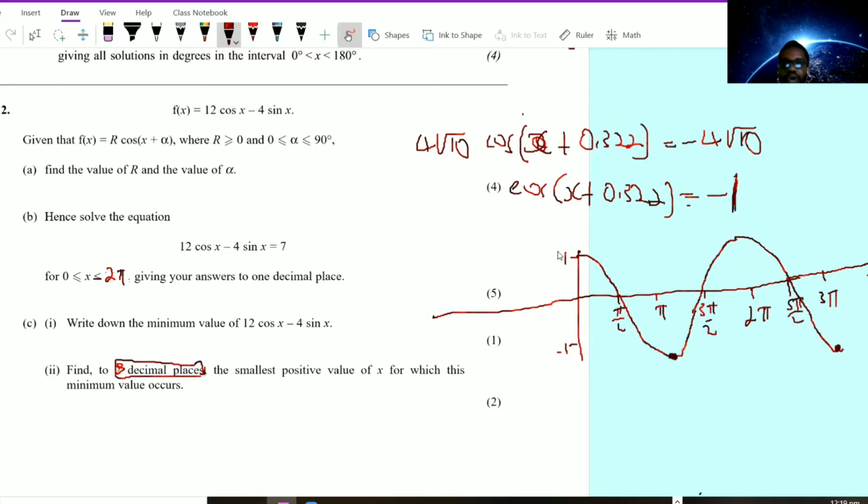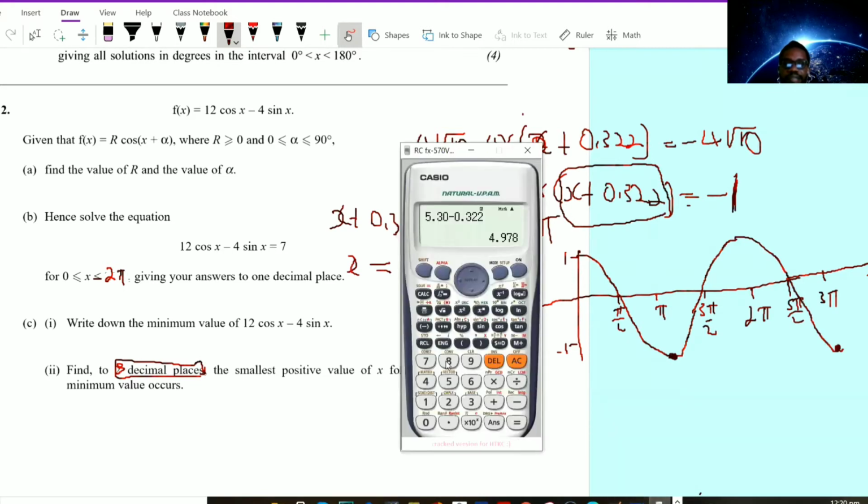All right. So it means that whatever I'm cosigning in here, whatever I cosine here, must either be equal to pi or 3 pi. So it means that x plus 0.322 must either be equal to pi or it's going to be equal to 3 pi. Good. So x is equal to, which means that I'm going to have to subtract 0.322 from both of these. All right. Once again, your calculator does that for you nicely. All right. Let me remove the calculator so you can see it.